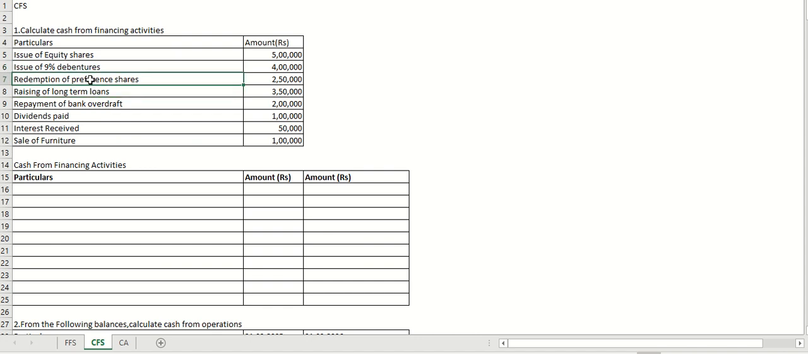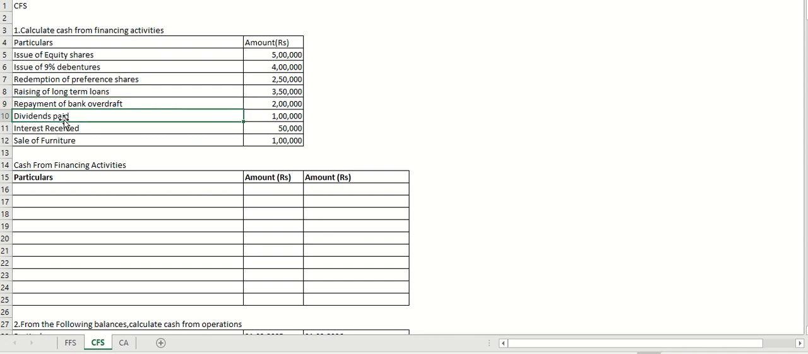Redemption of preference shares. You're redeeming back your preference shares, so at that time there is outflow of cash, hence you will minus it. Raising of long-term loans. You're raising long-term loans, at that time cash is coming into the business and it is a part of the financing activities, hence you will add it. Repayment of bank loan, you're repaying something, at that time cash is moving out, and bank overdraft is also part of the financing activities, hence you will minus it.